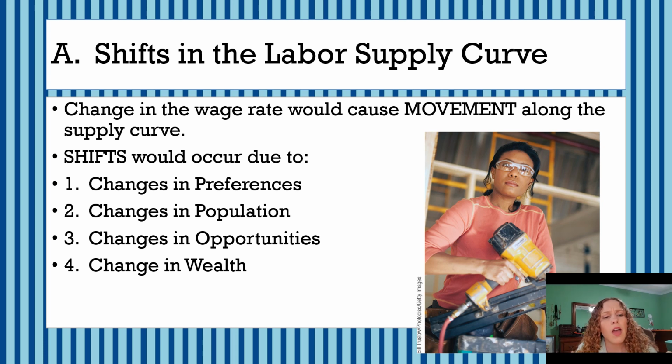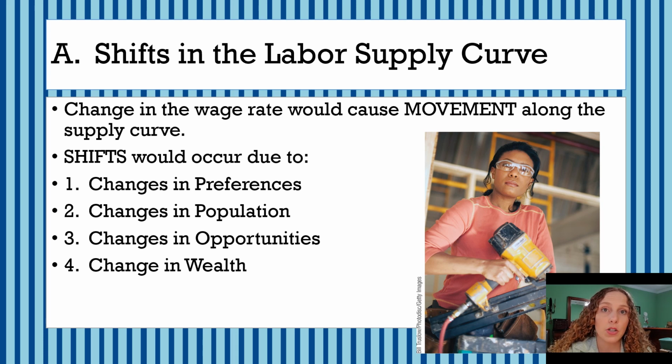Changes in wealth. And here we need to distinguish wealth from income. Wealth is not just the value of a person's income, but the value of their overall assets, whether that's real estate, stocks and bonds, different things like that. When people have more wealth, they are less inclined to then want to work.